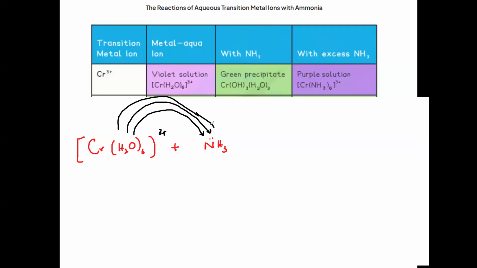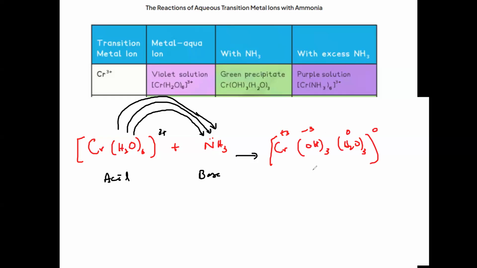So how is this complex acting? It is acting like an acid because it is donating a proton, and ammonia is acting like a base. So what is the result? As 3 water molecules lose protons, Cr(OH)3(H2O)3 will be there, and there is no net charge on the precipitate complex, because the 3 plus and the overall minus 3 give 0. The net charge is 0, so this will be a precipitate, a green precipitate. That is the first thing that happens. So this is always the first reaction with a small amount: an acid-base reaction.